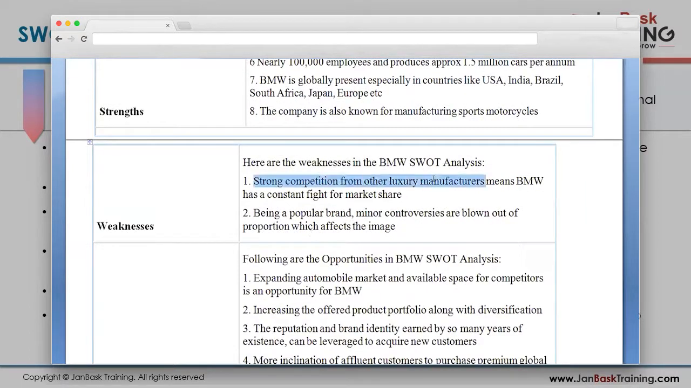Strong competitors in the luxury brand space mean BMW has a constant fight for market share, because there are other big brands that are big competitors to them.